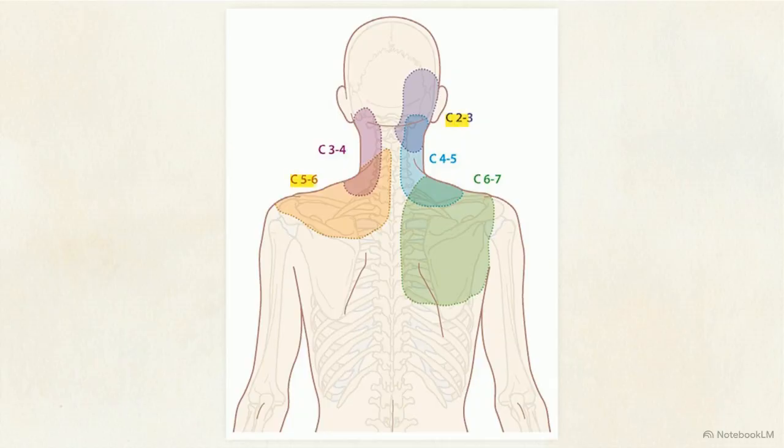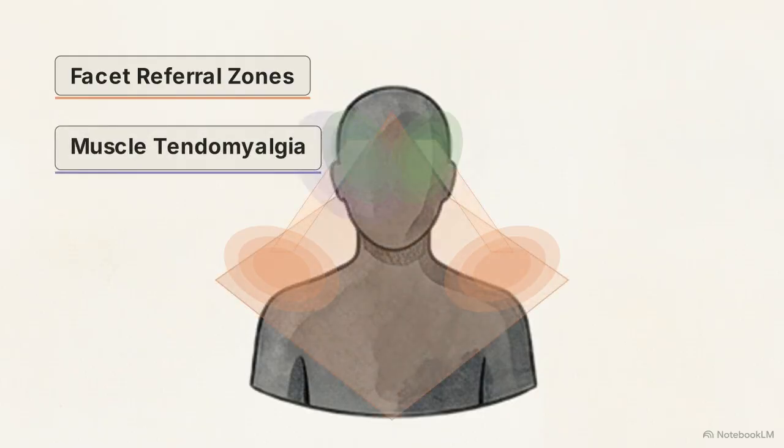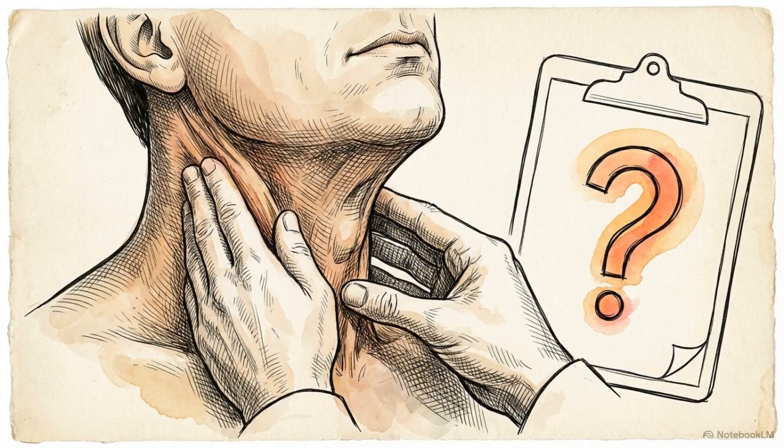The most frequently implicated are the C2-C3 and C5-C6 joints. Notice the distinct radiation zones. Upper cervical pain refers toward the occiput, while lower cervical pain spreads across the shoulder blade. However, these specific pain referral zones overlap considerably with other localized neck pathologies, like muscle tendinomyalgia. The patient's symptom profile and physical examination can point toward the facet joint, but they cannot provide a definitive diagnosis on their own.